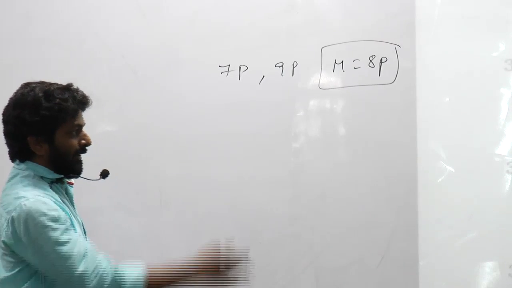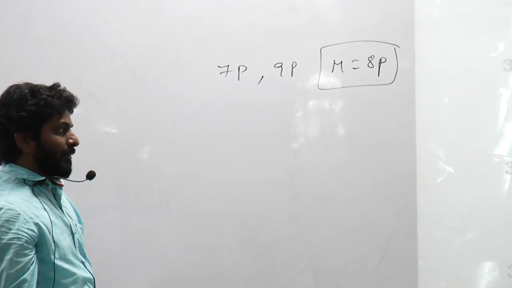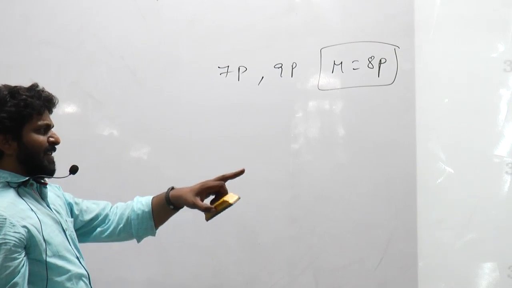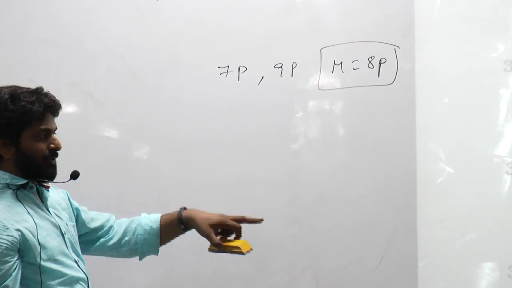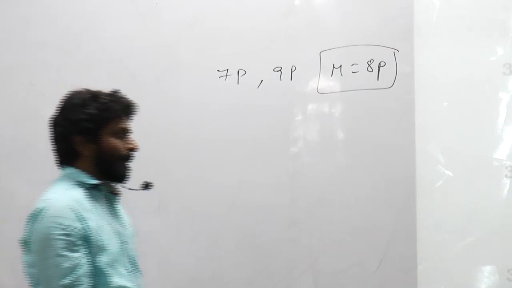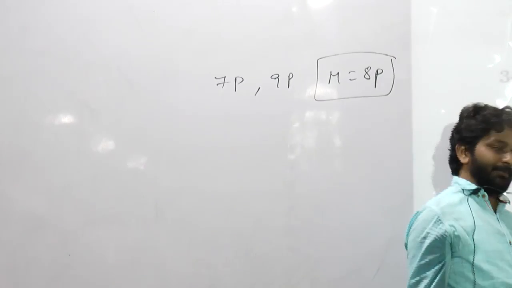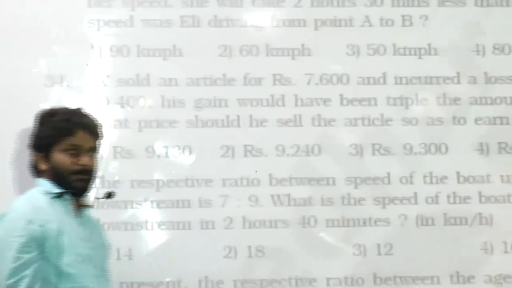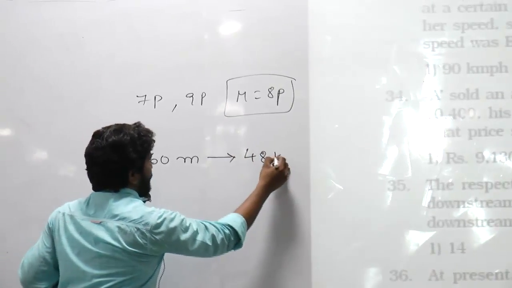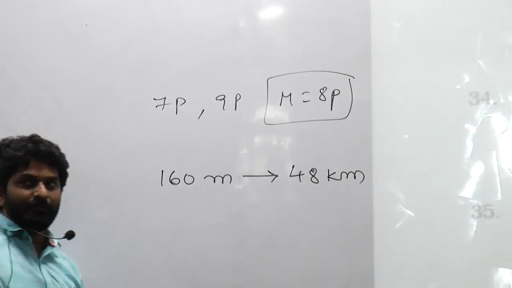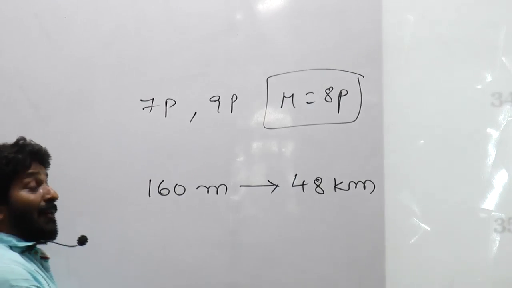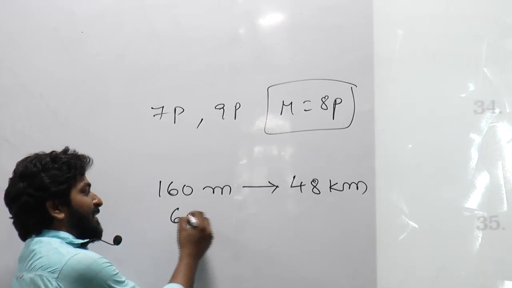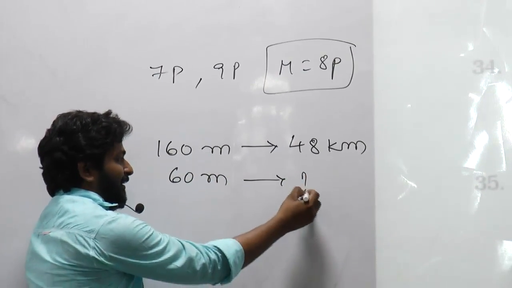Now, you are given a distance of 48 kilometers in downstream covered in 2 hours 40 minutes. Now, what do you mean by 2 hours in terms of minutes? 120, so 160. In 160 minutes, it can cover 48 kilometers. Kilometer per hour, hour in the sense 60 minutes. In 60 minutes, what is the distance covered here?